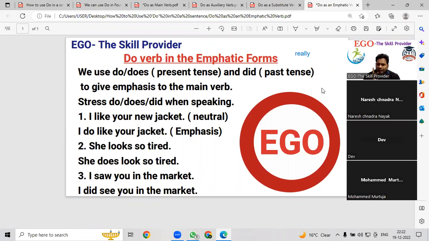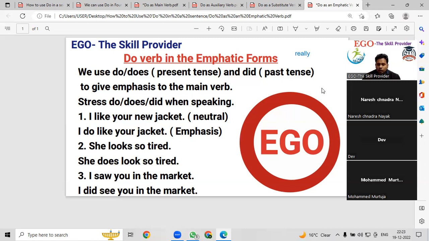Okay, I will give you many good examples where you can use it in your day to day life. I like your jacket, it's a very neutral statement. The moment I say I do like your jacket, the pressure will be, the stress will be on do, does and did.